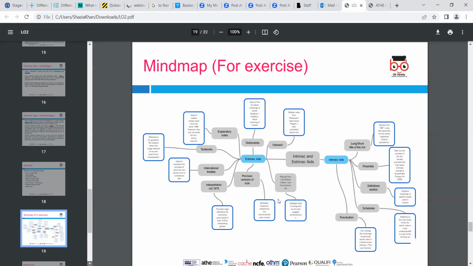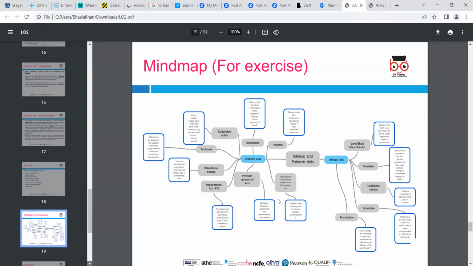In regards to looking at the substance of the act, you've got the Interpretation Act, which provides legal definitions for any word that's used. International treaties, which use the principles of the act. Textbooks refer to the guidance, and then you've got explanatory notes, again used to explain certain points of an act since 1999. However, they are not inside the act, hence they are extrinsic forms of aids.